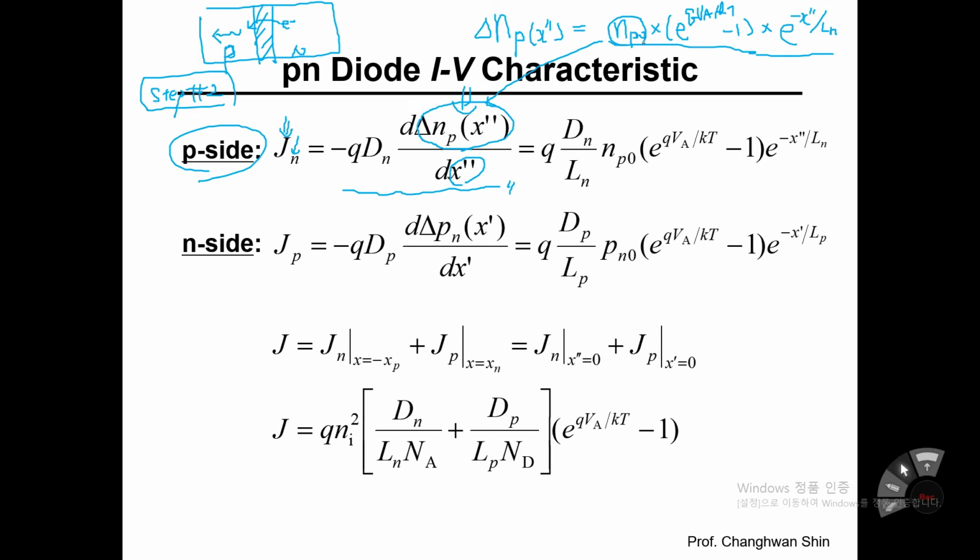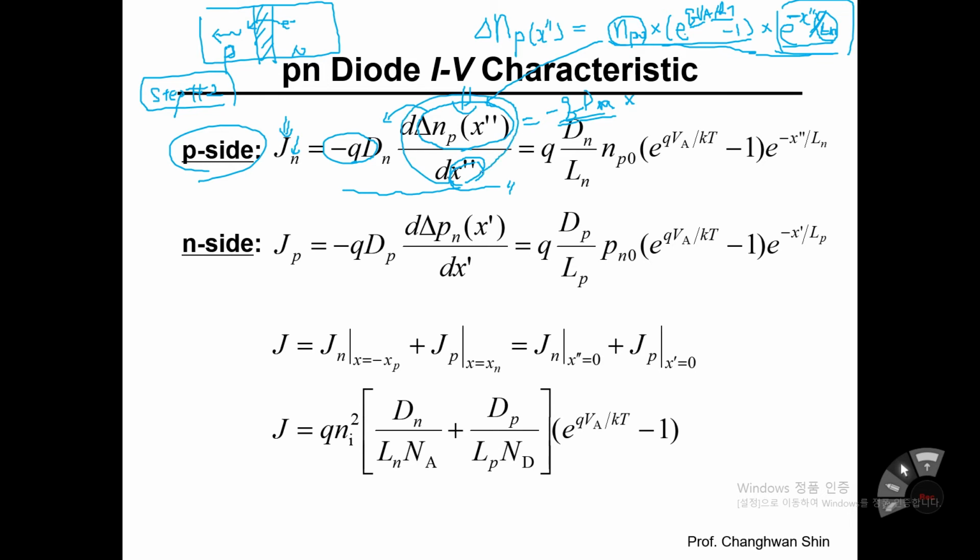So n_p0 is constant, and exponential qV_A over kT minus 1 is another constant from the perspective of x2 prime. The only thing that you should take into account in taking the first derivative with respect to x2 prime is this term, right? So minus 1 over L_n, okay? So minus 1 over L_n should be multiplied with a minus qD_n. Q D_n is simply a constant.